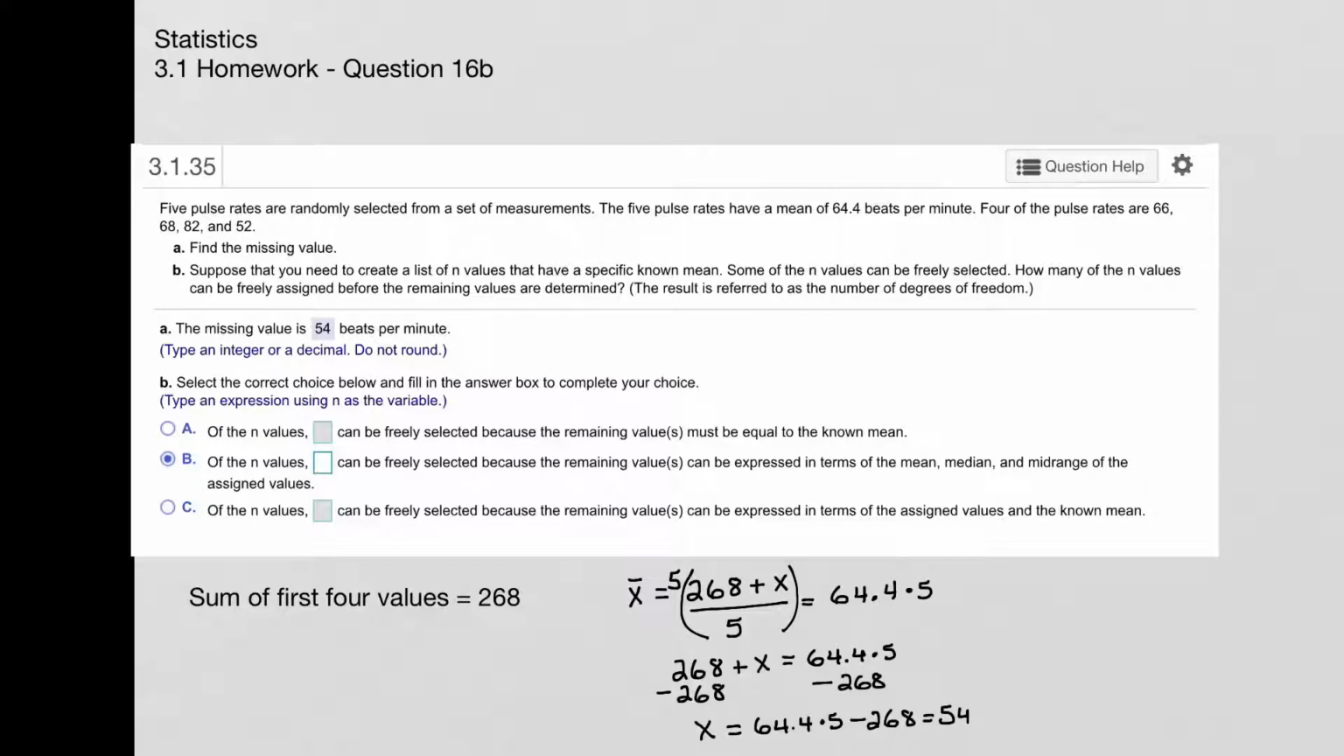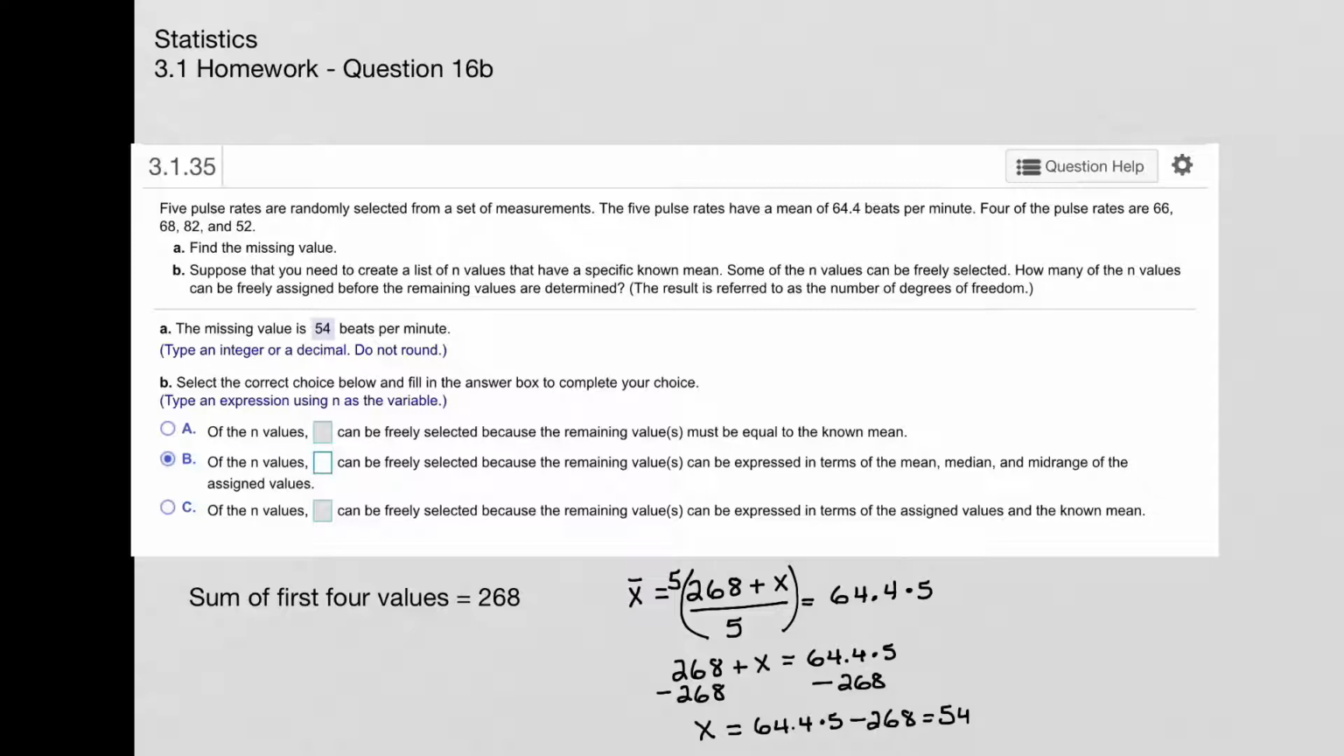So if I know the sum of the first 4 values and I know the mean, then I can find that one remaining value from the list. And in this case, that turns out to be 54.